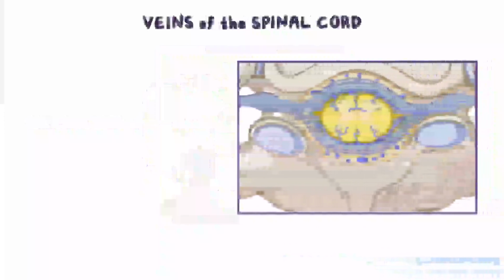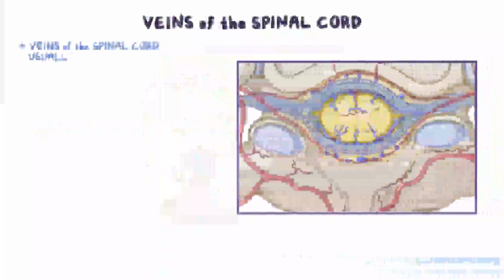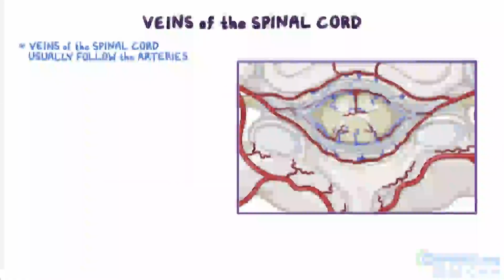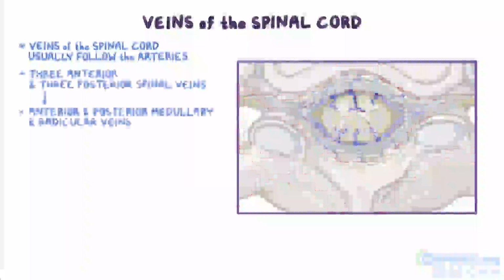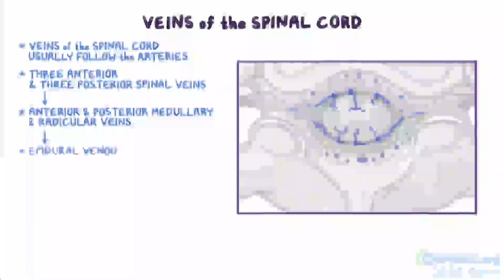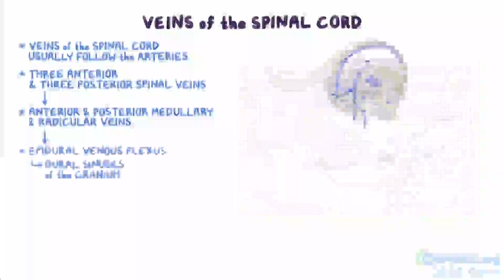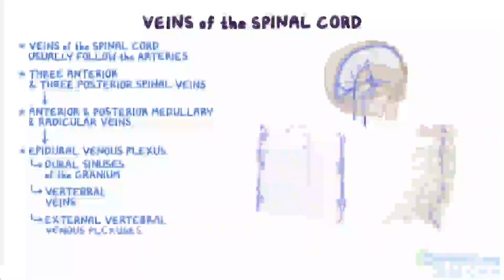Finally, let's discuss the veins of the spinal cord. The veins of the spinal cord usually follow the arteries. There are typically 3 anterior and 3 posterior spinal veins. They drain into anterior and posterior medullary and radicular veins, which communicate with the epidural venous plexus. From the epidural venous plexus, blood flows to the dural sinuses of the cranium, the vertebral veins, and the external vertebral venous plexuses.